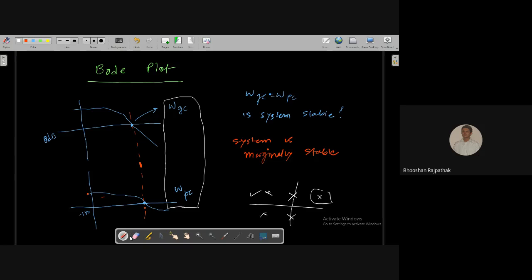Okay, now the question is, if TF has zeros in RHS, is system stable using Bode plot?